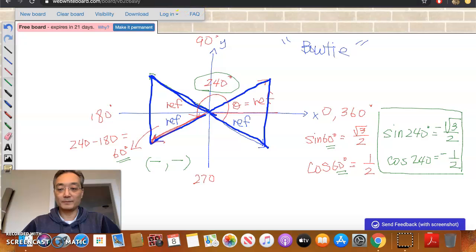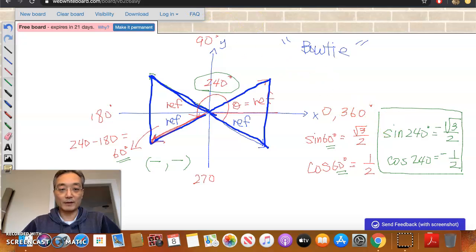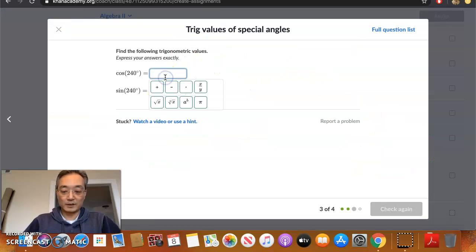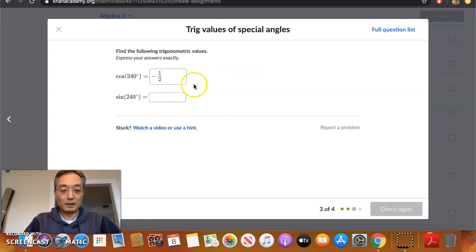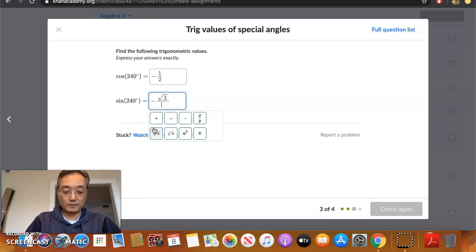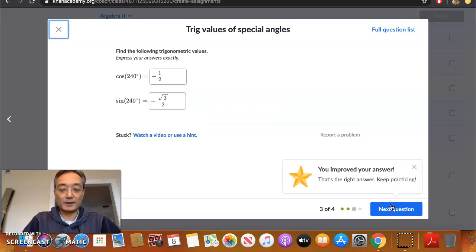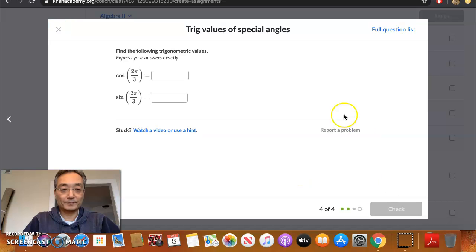Okay, so let's plug them in. So they want the cosine of 240 first, which is going to be negative 1/2. So it's going to be negative 1 over 2. And the sine of 240 is negative square root of 3 divided by 2. Okay, let's check. And that is correct, okay? Let's do the last one here.